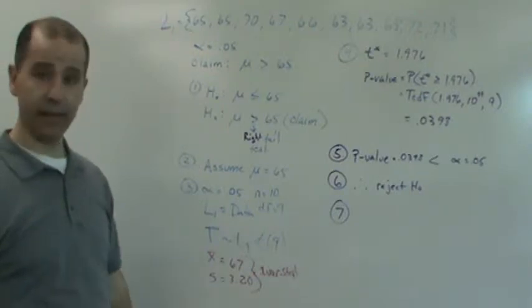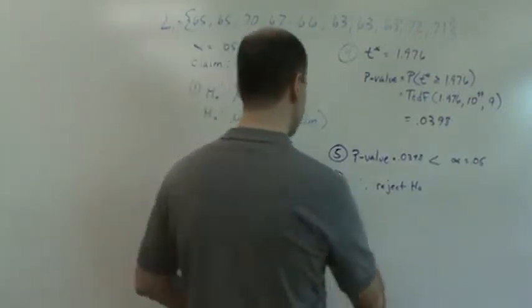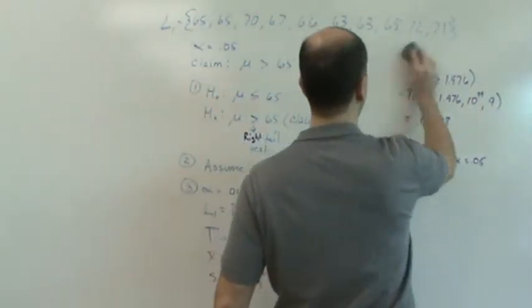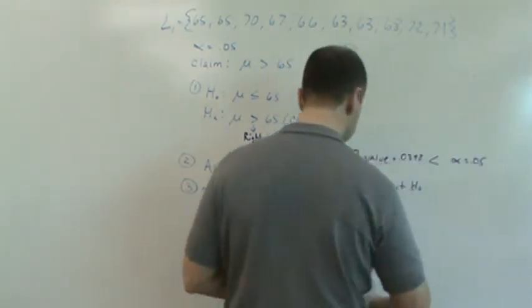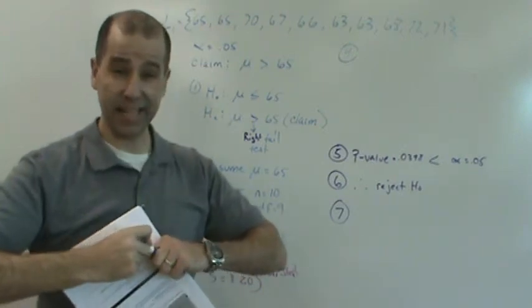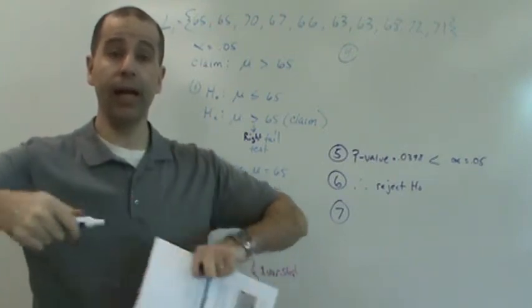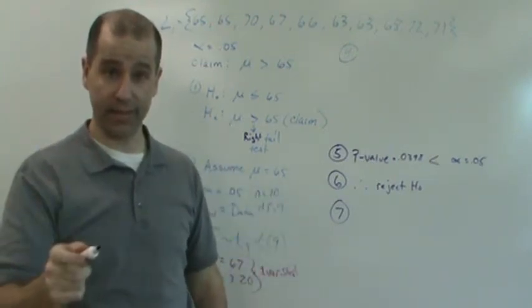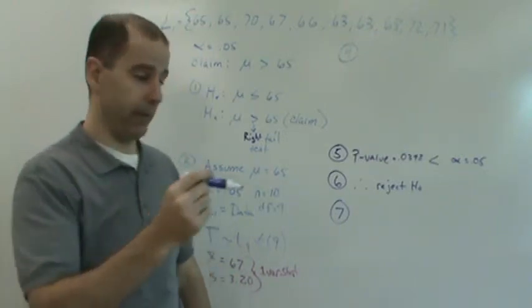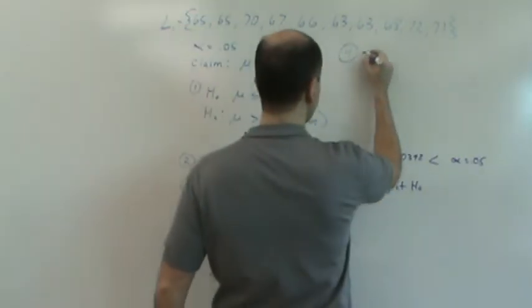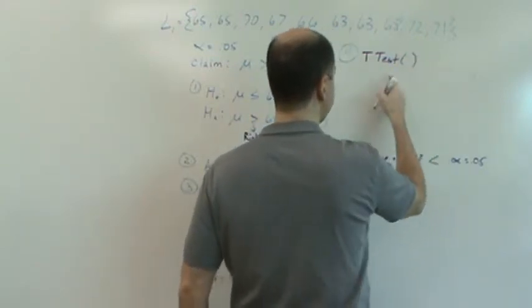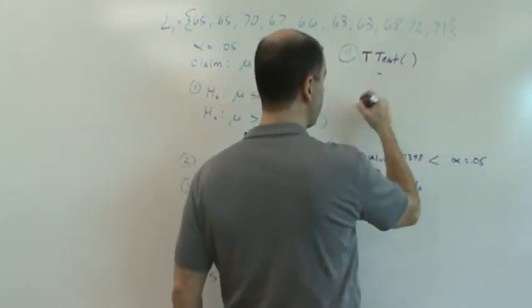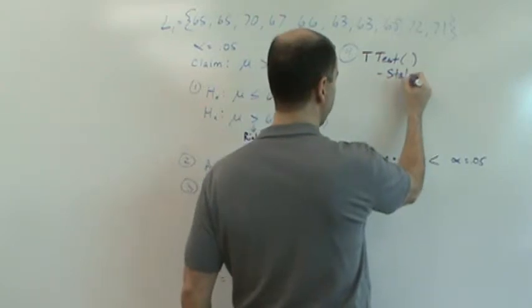Okay, that's it. So now the last thing is, let's show you how the calculator works and how we can use both. The t-test on your calculator will give you both your t-star value, your test statistic, and your p-value. So let's use t-test. Again, you're going to have to choose whether you're going to put in data or stats. So here it's going to be stats.